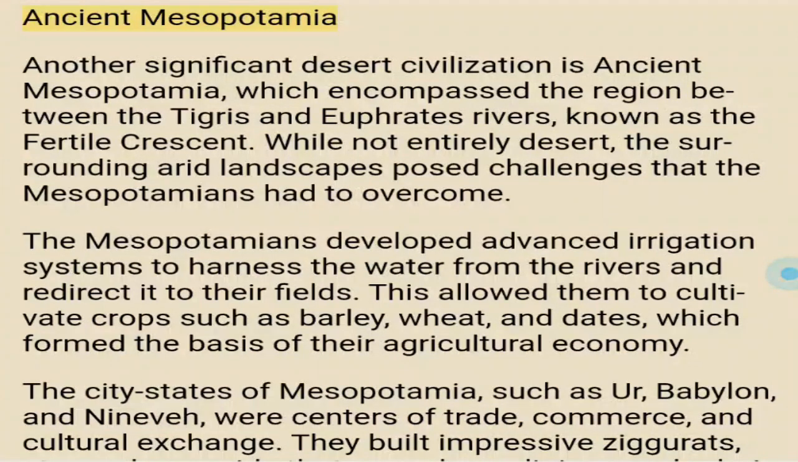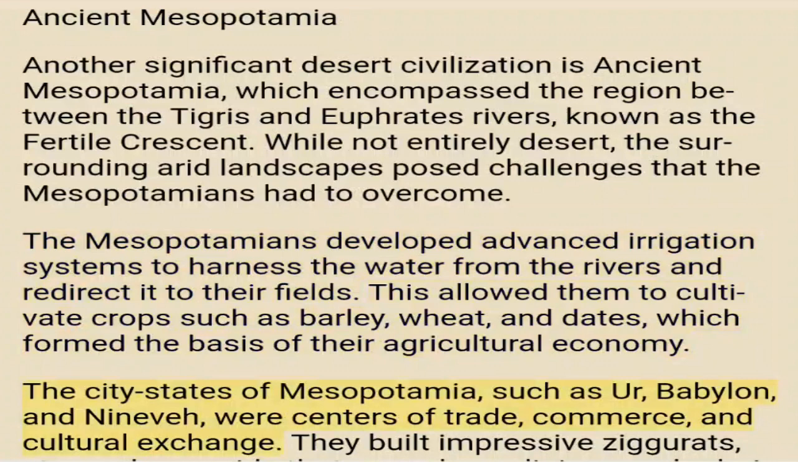Ancient Mesopotamia. Another significant desert civilization is ancient Mesopotamia, which encompassed the region between the Tigris and Euphrates rivers, known as the Fertile Crescent. While not entirely desert, the surrounding arid landscapes posed challenges that the Mesopotamians had to overcome. The Mesopotamians developed advanced irrigation systems to harness the water from the rivers and redirect it to their fields. This allowed them to cultivate crops such as barley, wheat, and dates, which formed the basis of their agricultural economy.